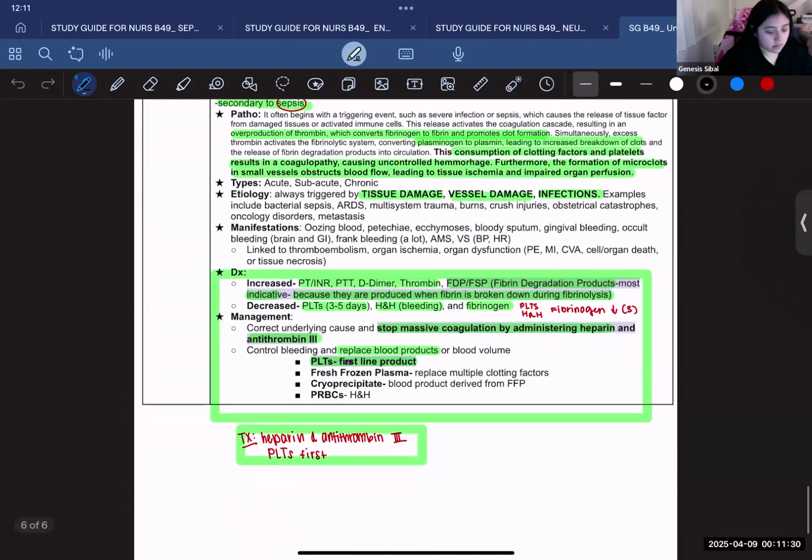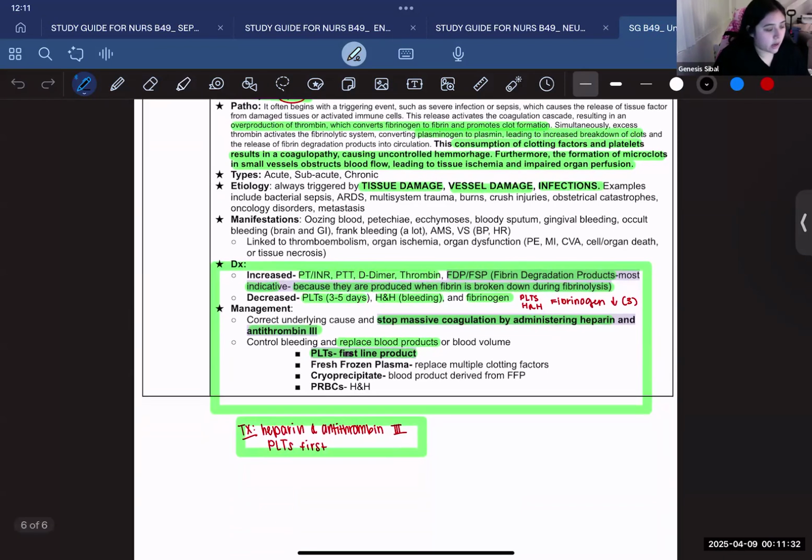And then the diagnostics there: increased PT/INR, PTT, D-dimer, thrombin, FDP, and FSP. So those are the fibrin degrading products because, again, fibrin is broken down. And so decreased platelets, H&H, and fibrinogen. So if I were you, memorize or just know that those three are decreased, right? And then the rest are increased. And that's all you have to know.